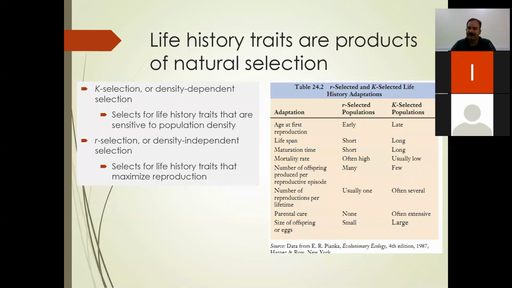So we have examples of r-selected populations: cockroach, housefly. These are the different examples of r-selected populations. Whereas for K-selected populations, we have the examples of elephant, rhino, giraffe, lion and human.